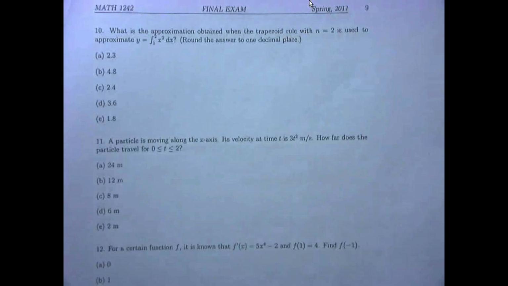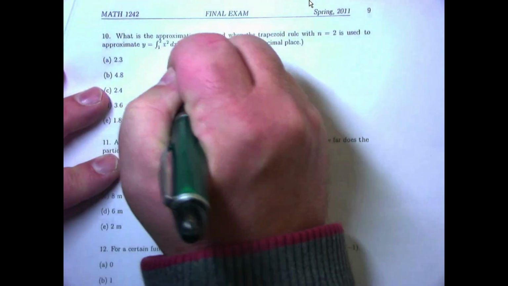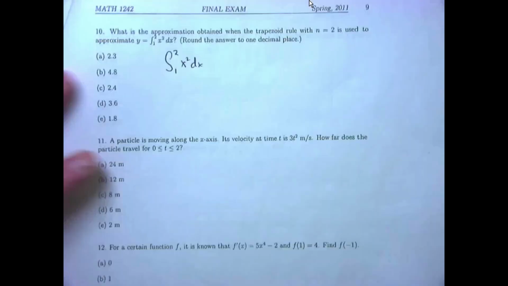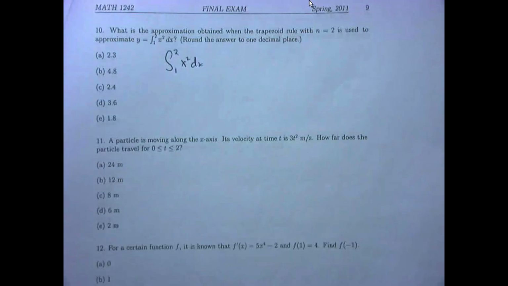All right, let's keep going here. What is the approximation obtained by, there it is, the trapezoidal rule with n equals 2 using the approximation of the integral from 1 to 2 of x squared dx? Well, again, if you got the calculator program, this is like trivial.